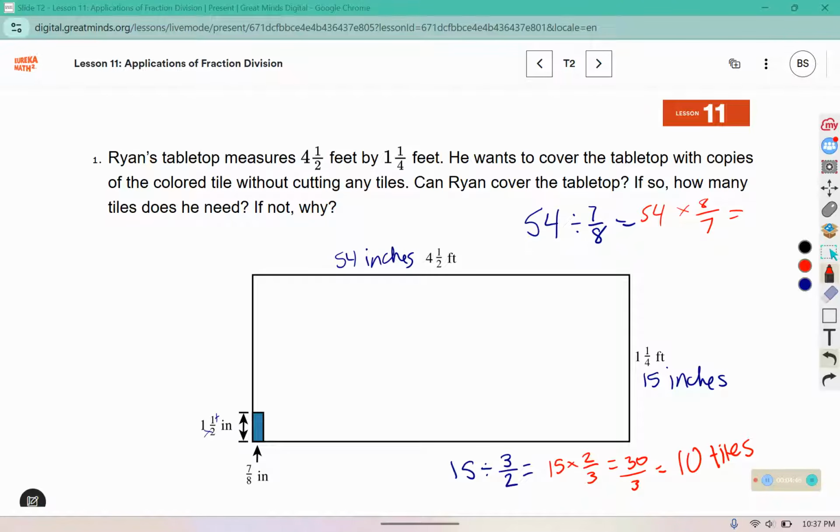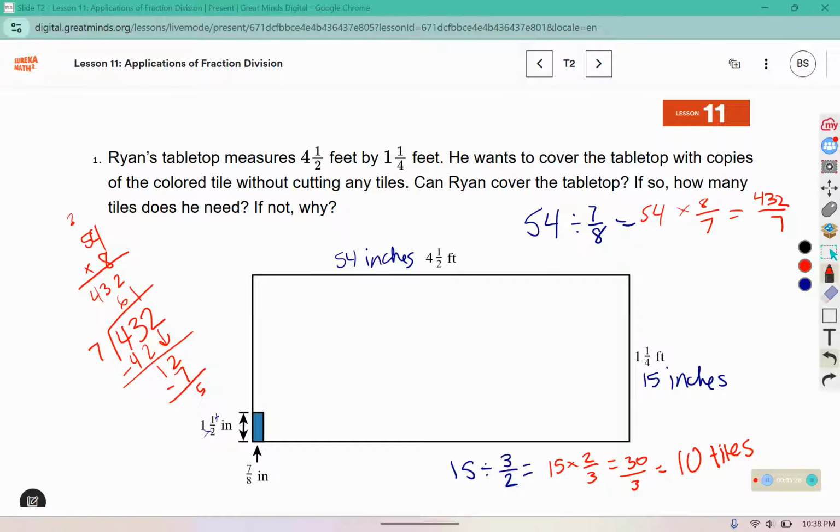We need to multiply 54 by 8. 8 times 4 is 32. 8 times 5 is 40, plus 3 more makes 432 over 7. Let's check and see if that comes out to a whole number. 7 fits into 42 6 times. Subtract, bring down the 2. 7 fits into 12 once, but there's going to be a remainder.